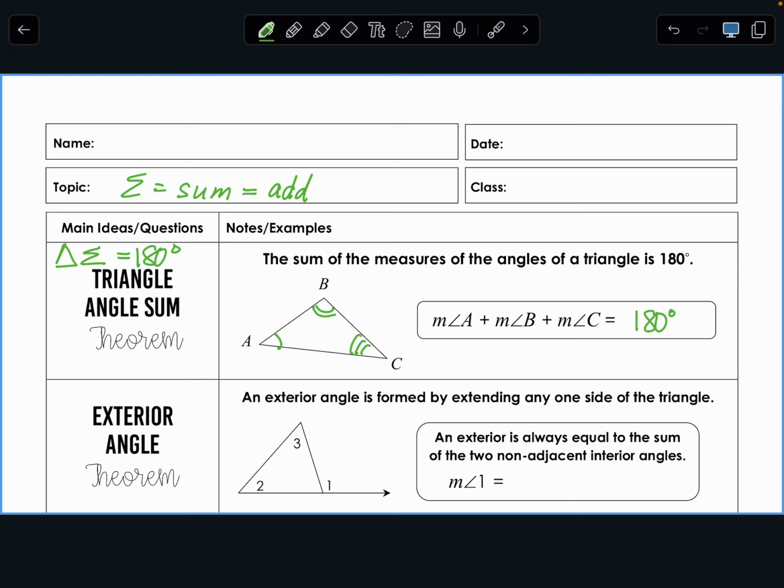It makes it really easy when you have a right triangle because then what do the other two angles have to equal? 90. So instead of subtracting 180 minus 90 minus something, I can just say 90 minus something and get that third angle.